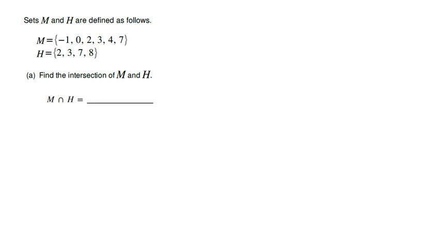Here's our next example. You should pause the video, work it out. For the two sets that are given, I am being asked to find the intersection. What do these two things have in common? Well, if you look at it, they have a 2 in common, they have a 3 in common, and they have a 7 in common. All the other elements are not in common, so the intersection is 2, 3, 7.